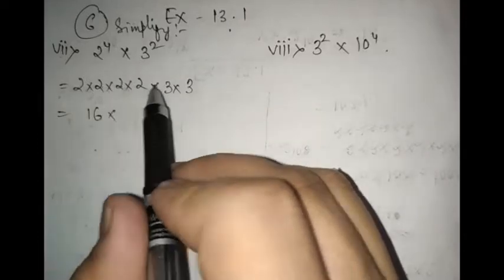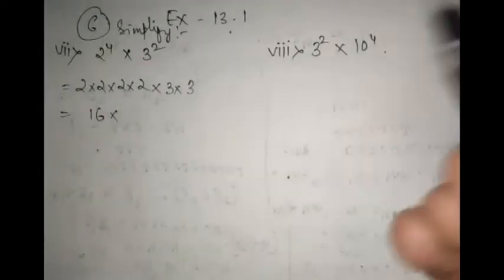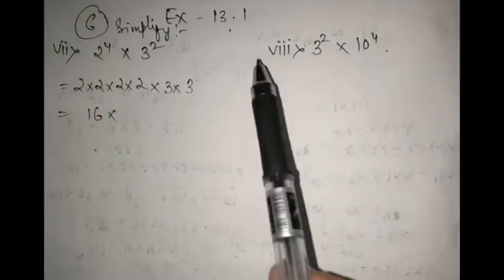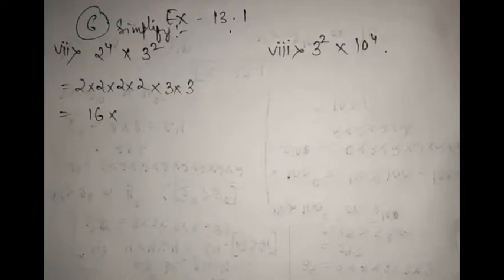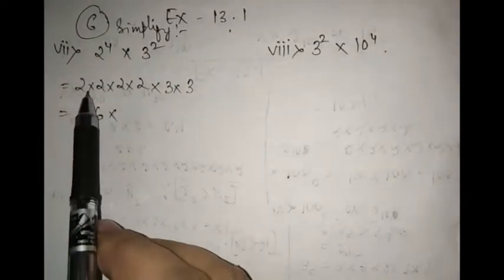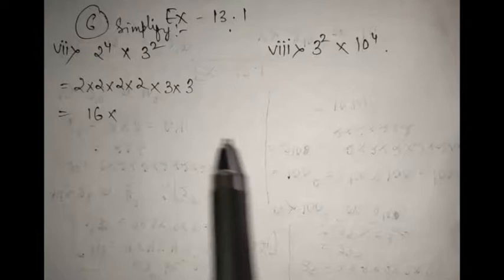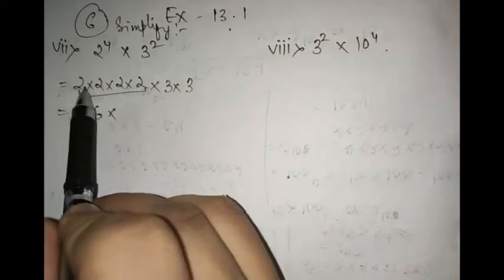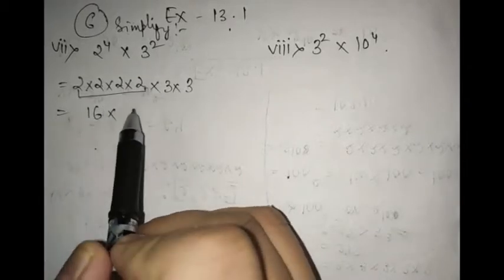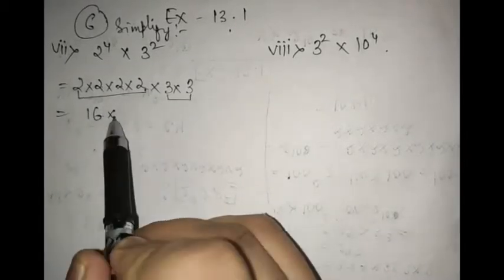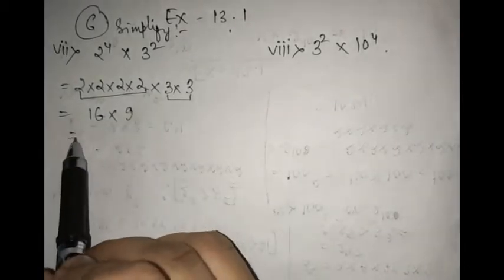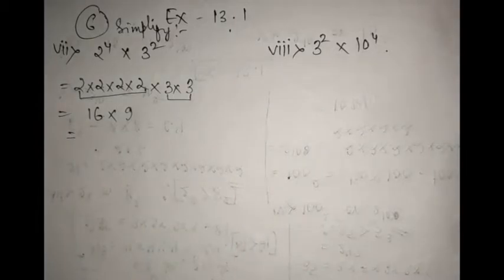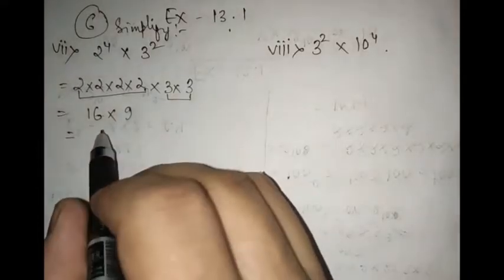If you are familiar with multiplication, you can directly multiply and get the answer. But most of the students have a problem in multiplication, so I have multiplied the 2 first. 2 to the 4, 4 to the 8, 8 to the 16. Then what is the remaining? 3 3s are 9, so into 9. So what is 16 into 9? When you multiply 16 into 9, you are going to get the value 144.